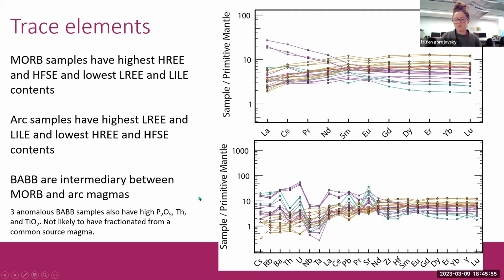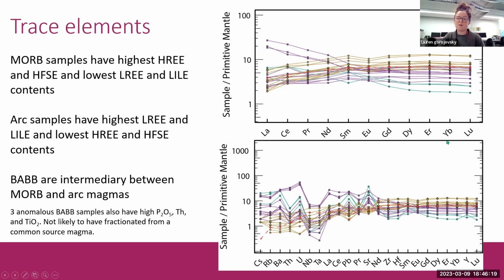So these trace element trends already suggest that the mid-ocean ridge basalts don't really have much of a subduction component, and so are more representative of a depleted mantle. And then the arc basalts, with the enrichments and the depletions in the high field strength elements, suggest an involvement of a slab component.